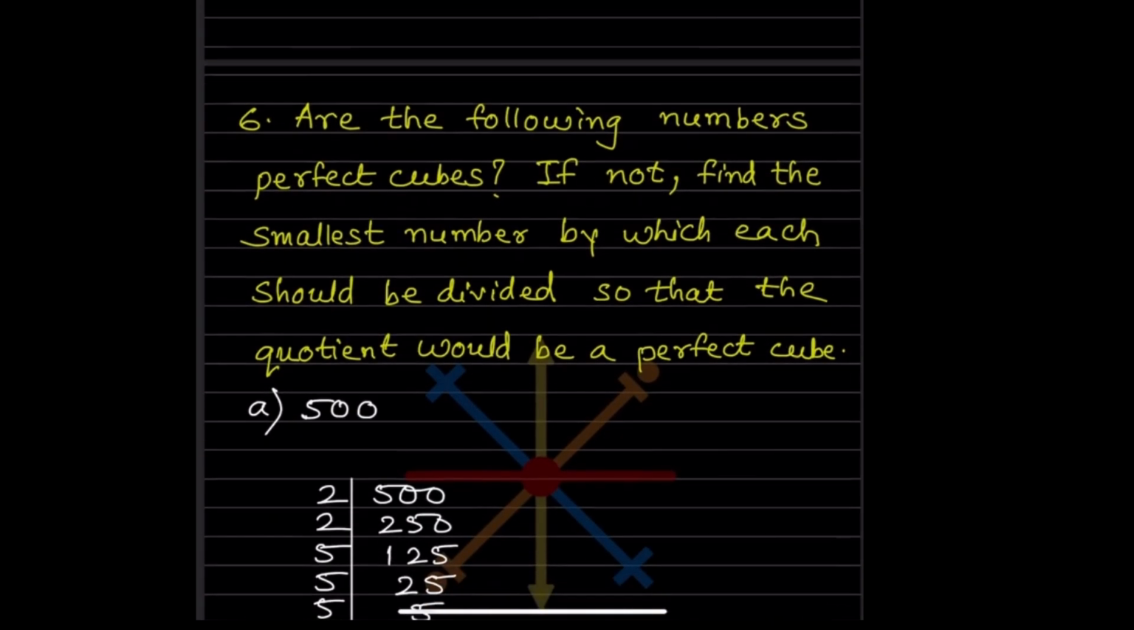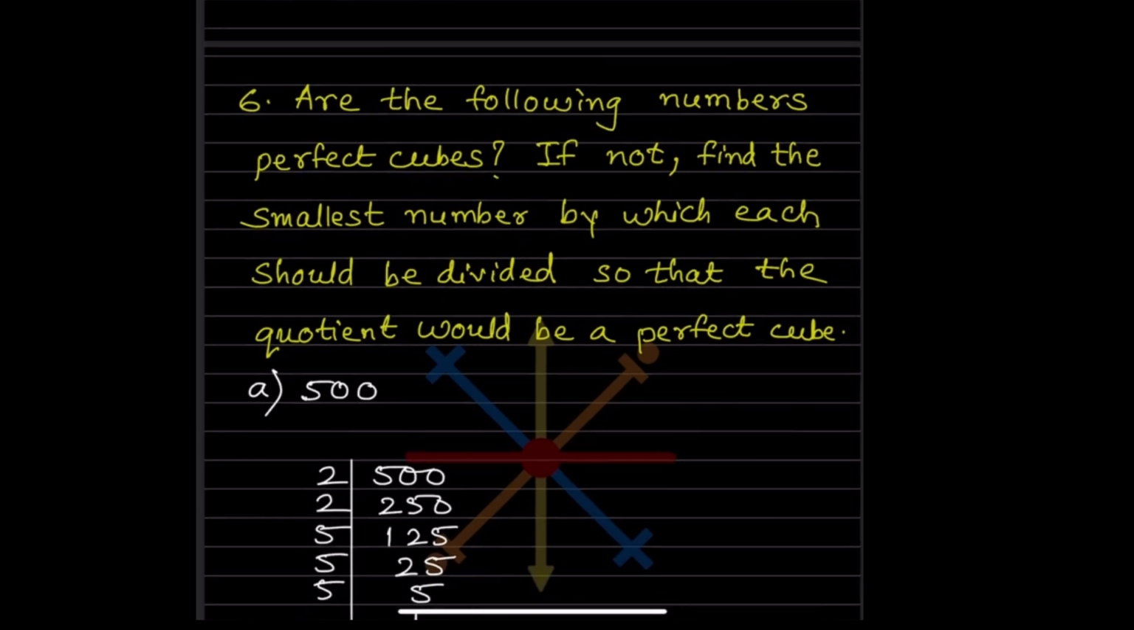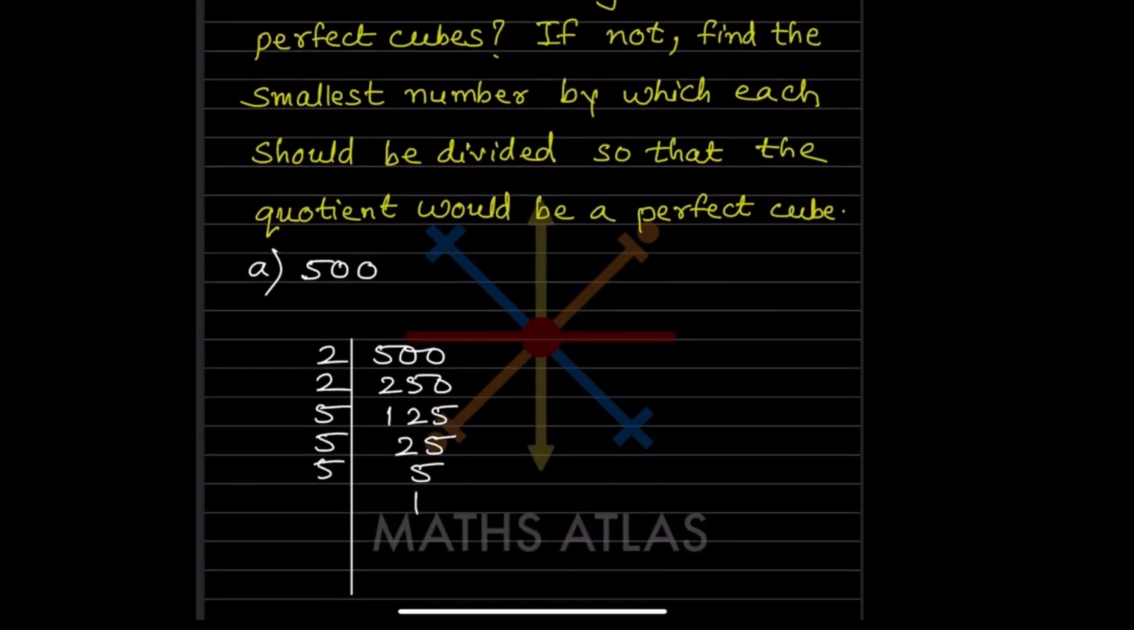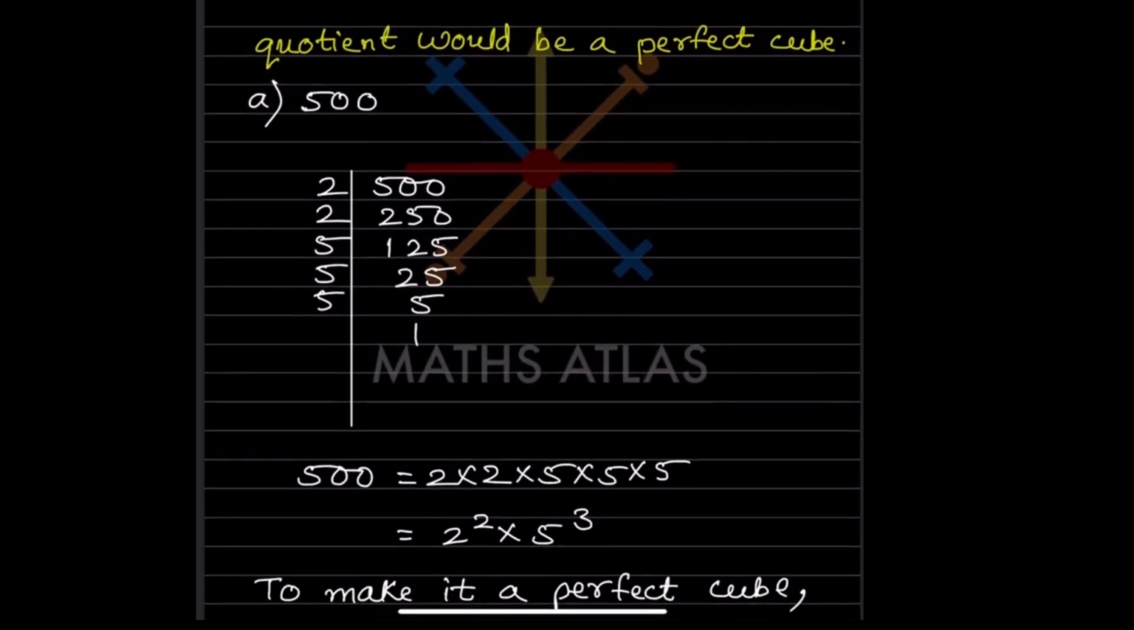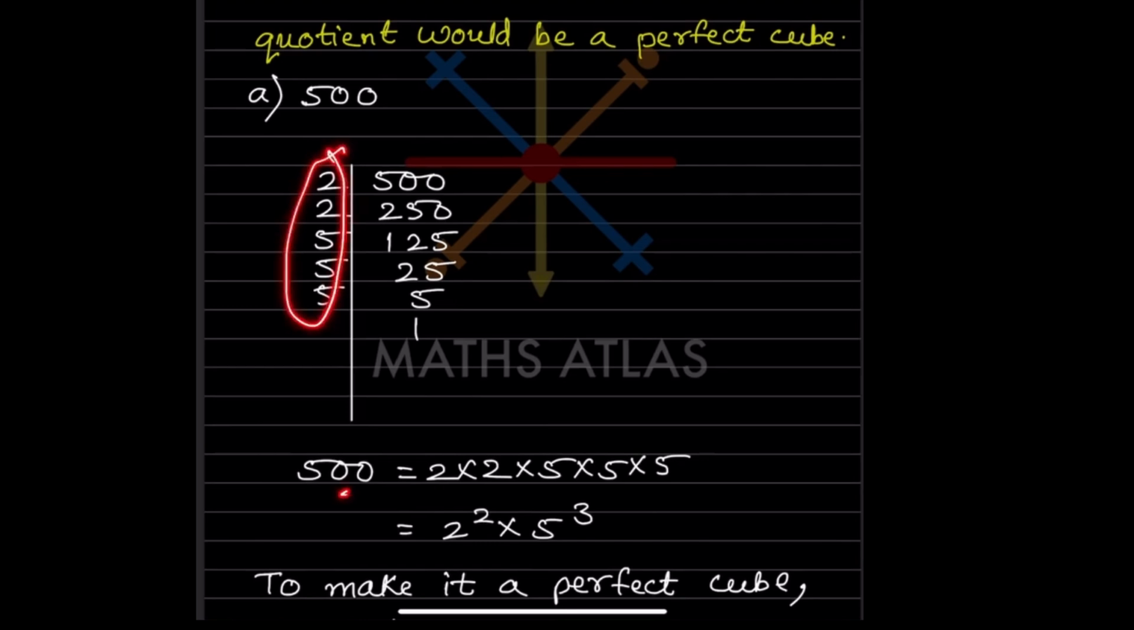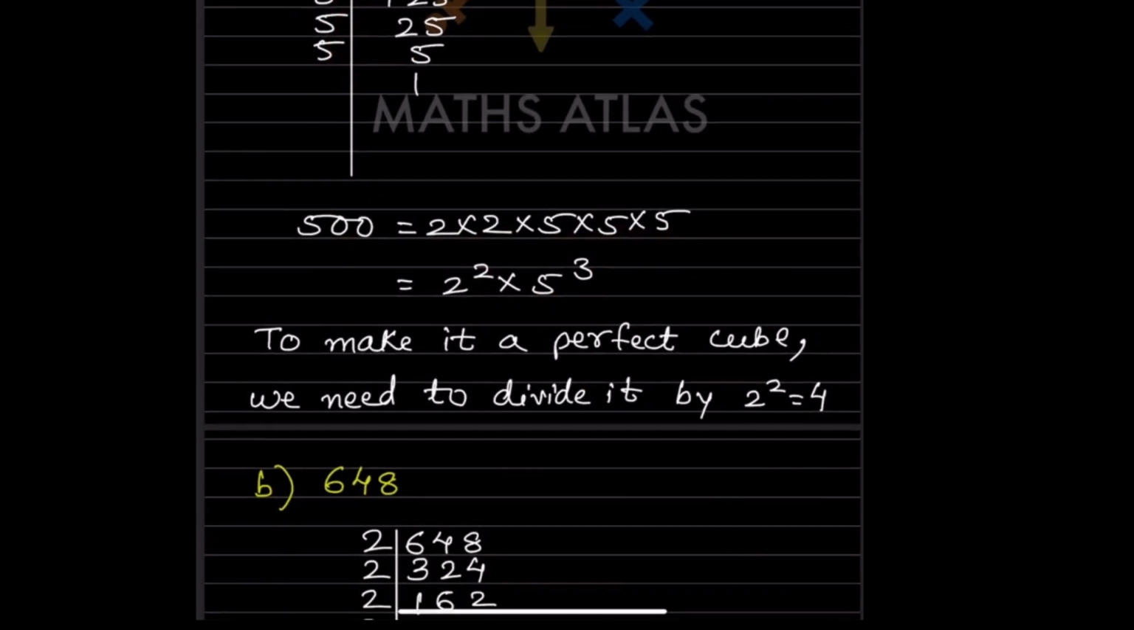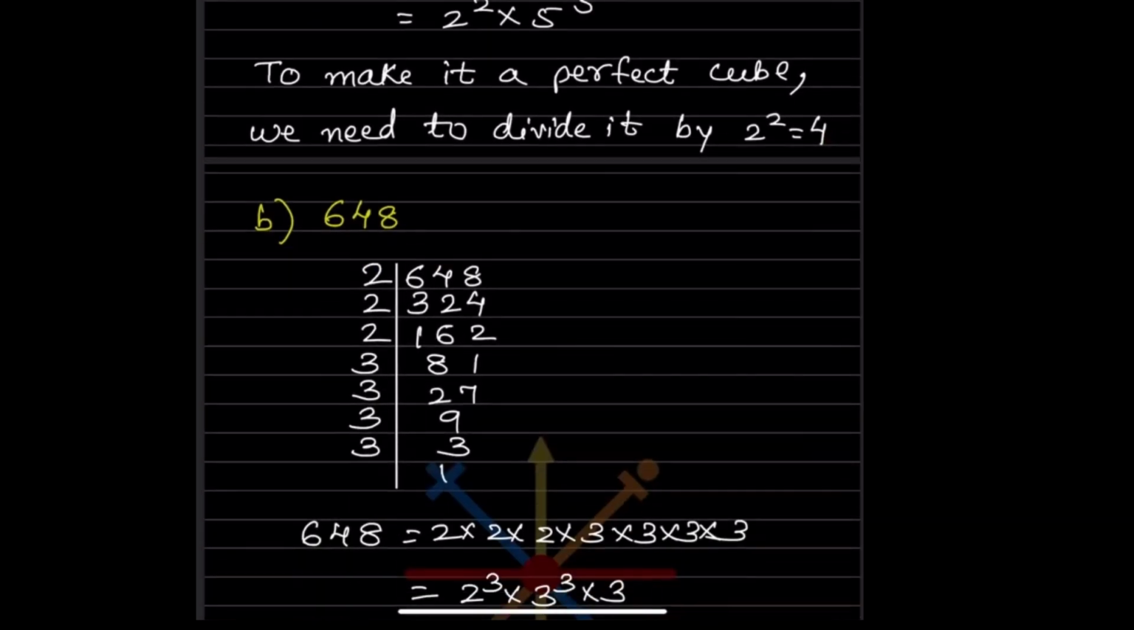So, are the following numbers perfect cubes? If not, find the smallest number by which each should be divided so that the quotient will be a perfect cube. So 500. Here, this will be 5 cube, and this is 2 square. So to make it a perfect cube, we need to divide it by 2 square, that is 4.